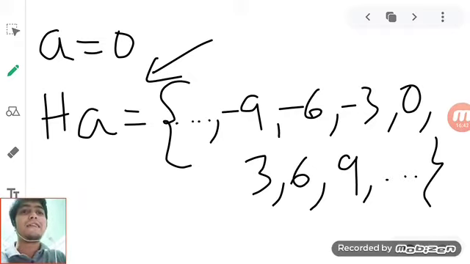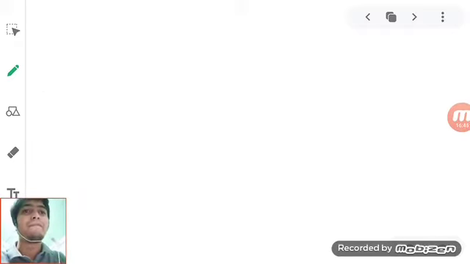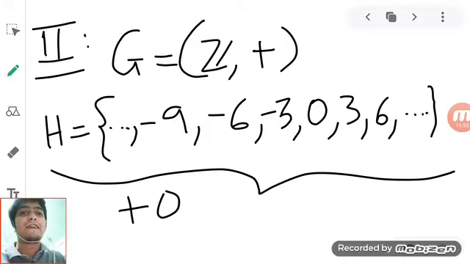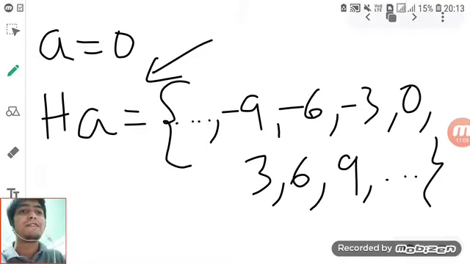Okay, now let us take another value for A. Let us take A equal to 1. If we take A equal to 1, how much is HA? Again, just take H, and now instead of 0, we will just add 1, because the operation is plus. So just add 1, how much will you get? Minus 9 plus 1 will give you minus 8.